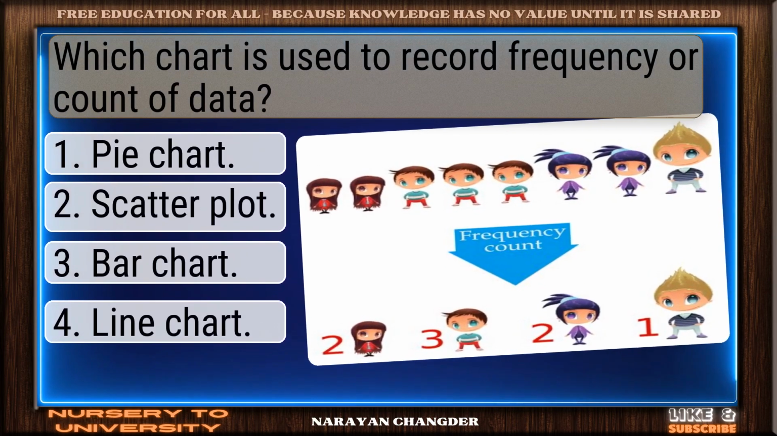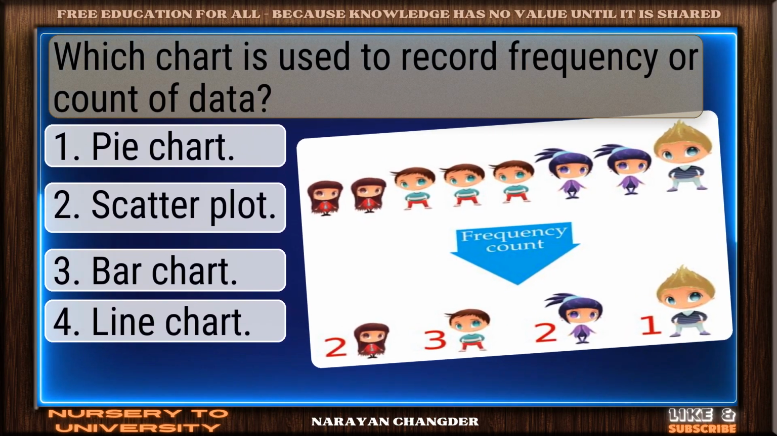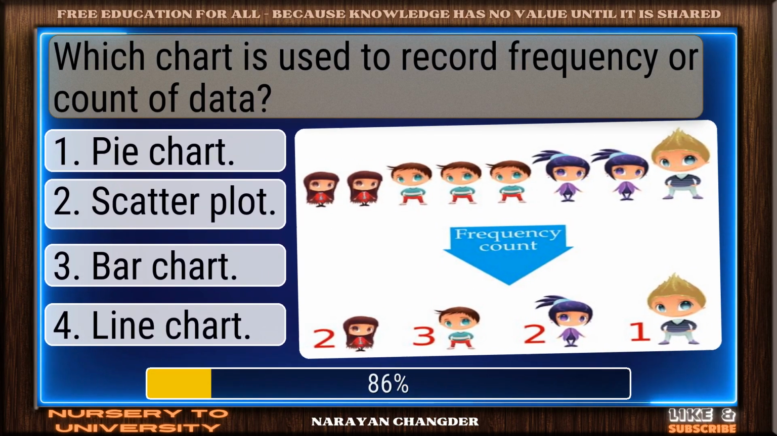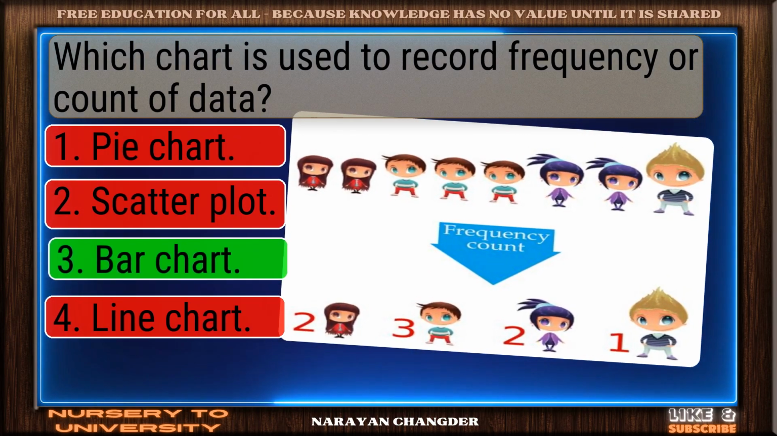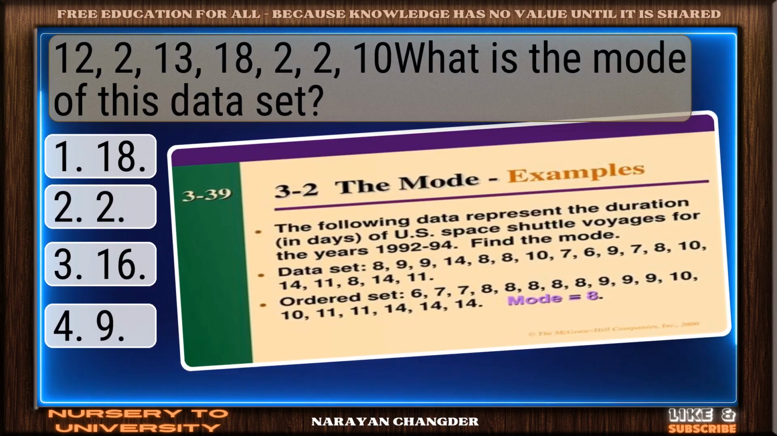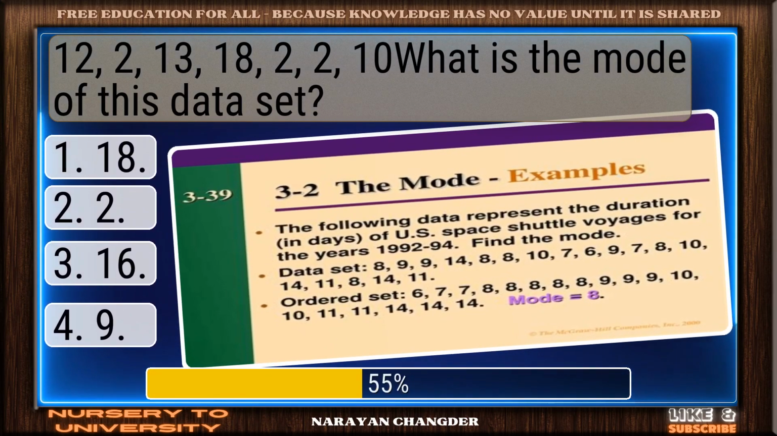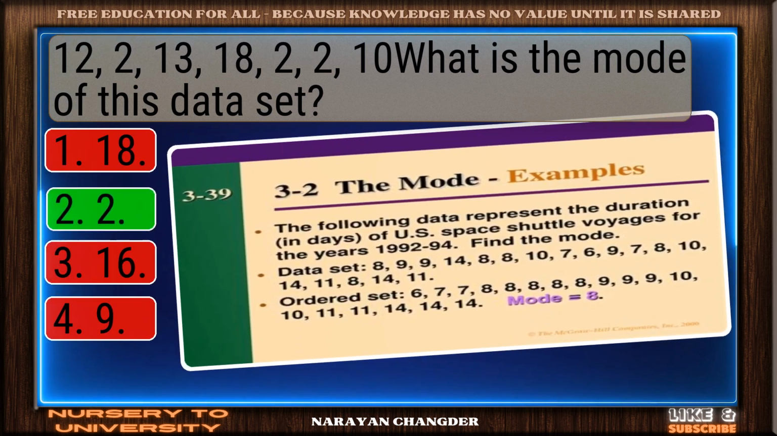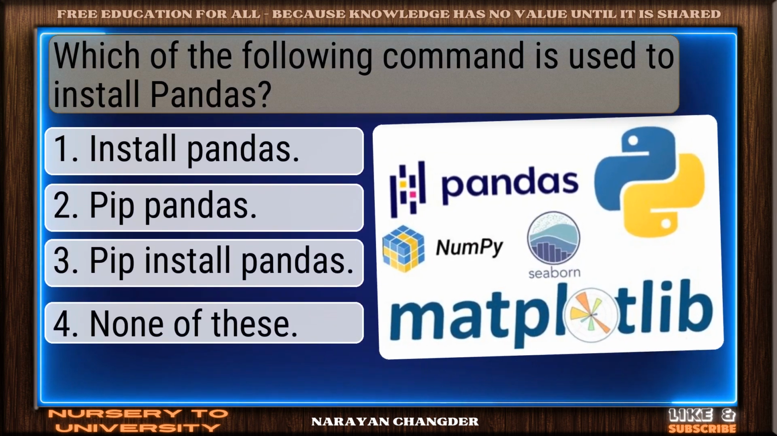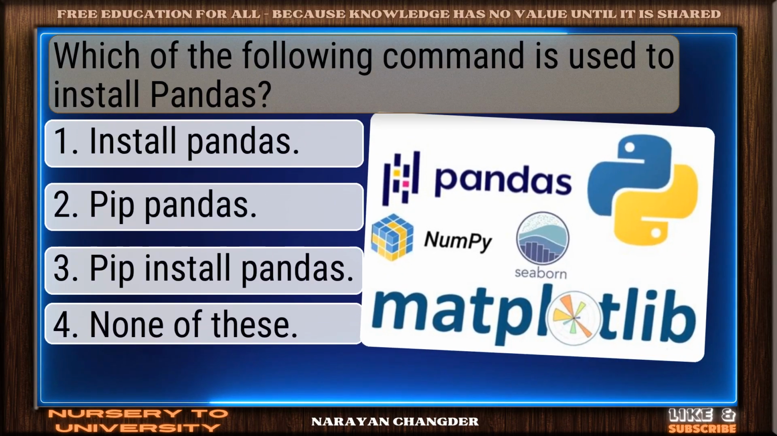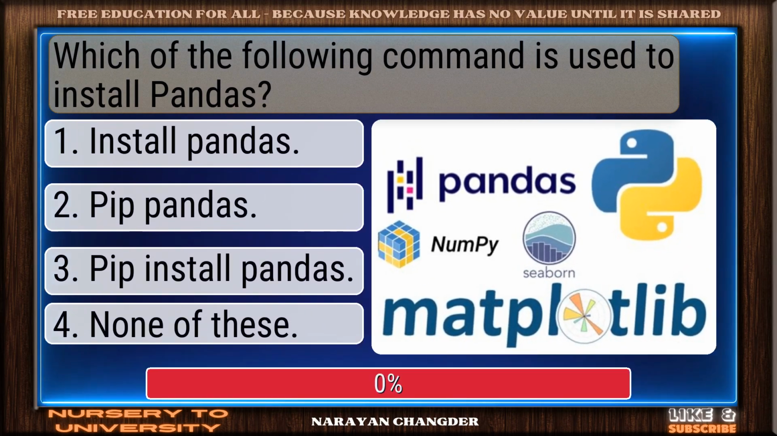Question number 129. Which chart is used to record frequency or count of data? Well reasoned. Bar chart is the correct choice. Question number 130. 12, 213, 18, 2, 210. What is the mode of this data set? Excellent. 2 is a brilliant choice. Question number 131. Which of the following commands is used to install pandas?